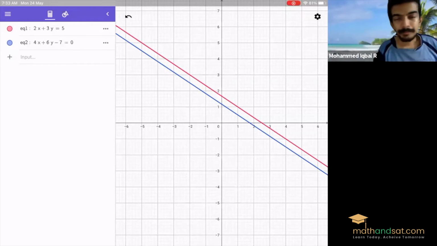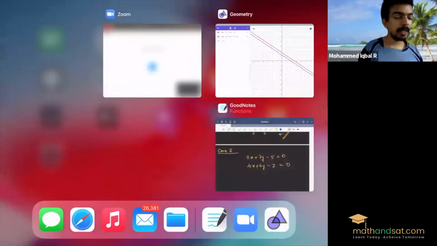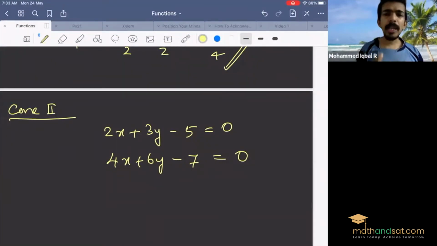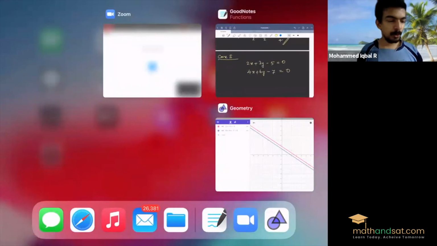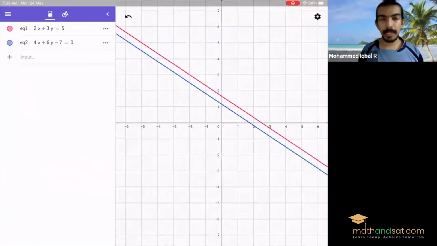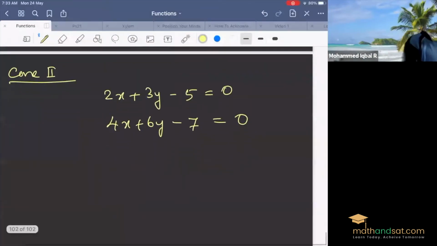Got it? Tell me, give me a yes. So you are going to end up with a line which is parallel to the original line. Now tell me, in this case, what do you think will be the solution set? Since these two lines are parallel, they're never going to meet. There's no common point, right? So in this case, we say that the system has no solution.